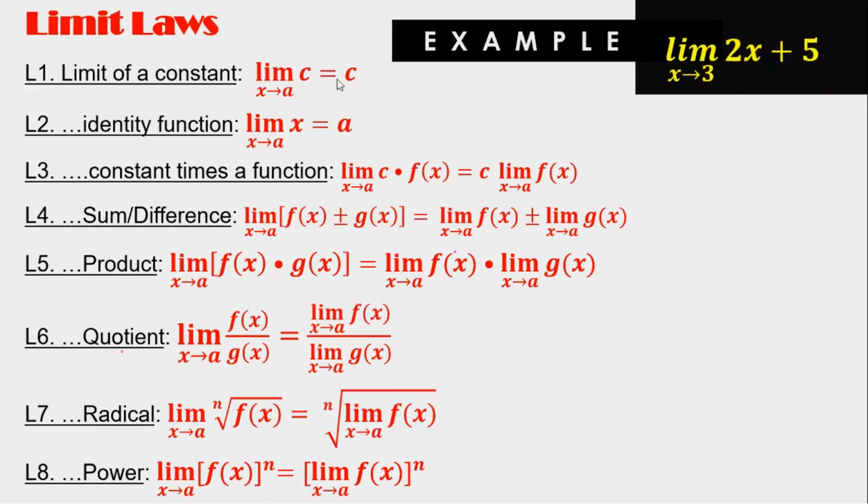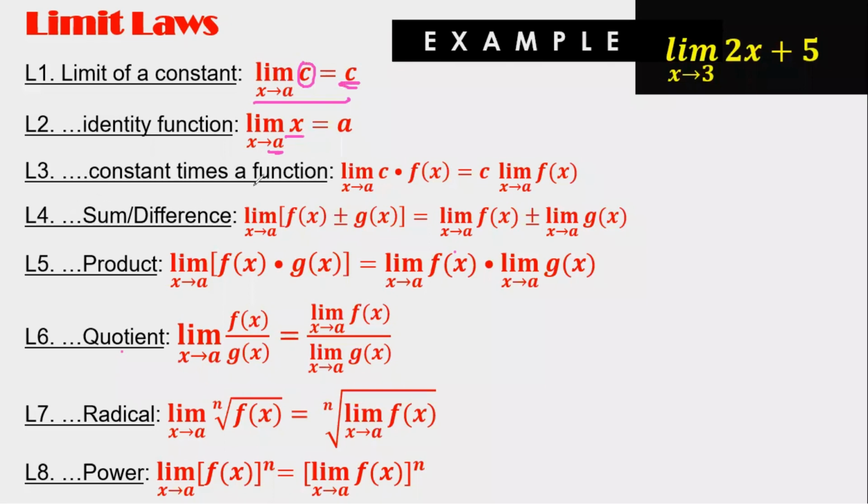In limit of a constant, we have the limit of c is equal to c, meaning if you have a constant here, then the result is a constant. In the identity function, if you have a variable here, we will just substitute the value of our x, which is here a. So whatever your x is here, you just have to substitute.